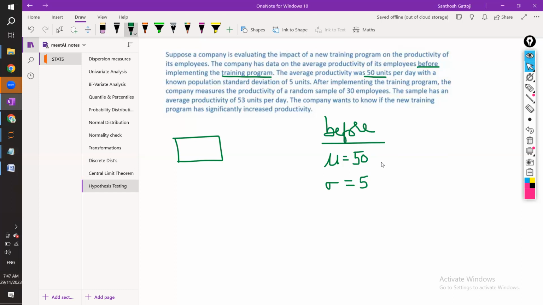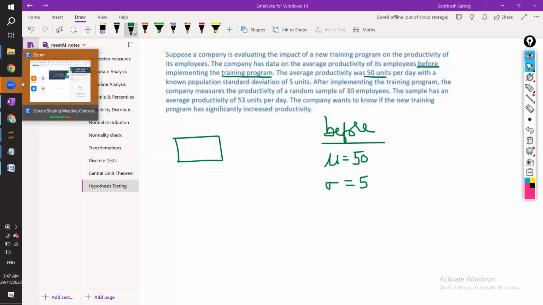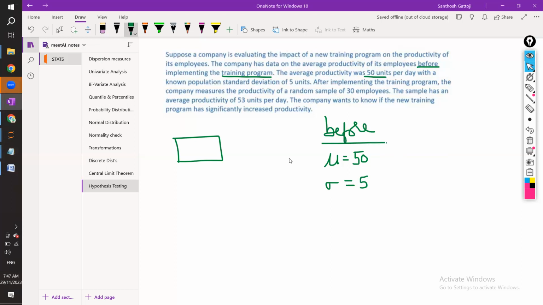The average is 50, but there might be some ups and downs. That means it could be 45 to 55. From 45 to 55, everything will be covered, but with an average of 50. That is the standard deviation. Now, this is before the training.